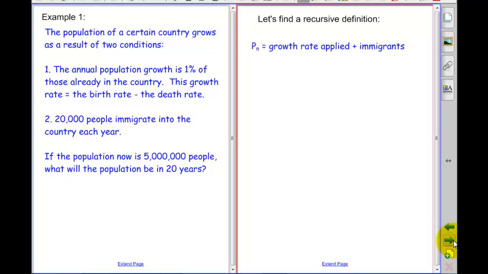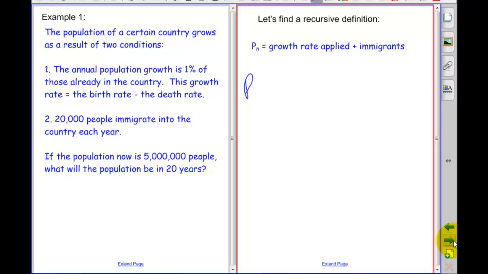But you have such a happy country, people want to come visit you and stay. Okay? 20,000 people immigrate to the country each year. So, if the population is now 5 million, what will the population be in 20 years? So first, let's do a recursive definition because we're not really given a formula on this, are we?